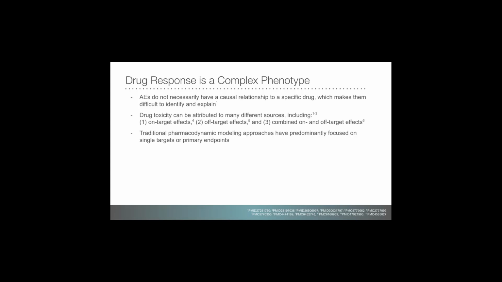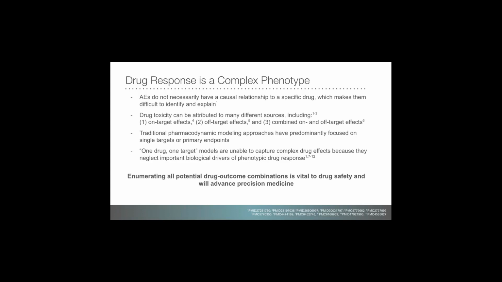Traditional pharmacodynamic modeling approaches have predominantly focused on single targets or primary endpoints. But these one-drug, one-target models are really unable to capture complex drug effects because they neglect important biological drivers of phenotypic drug response. And enumerating all potential drug outcome pairs, we believe, is vital to drug safety and will be a key mechanism for advancing precision medicine.